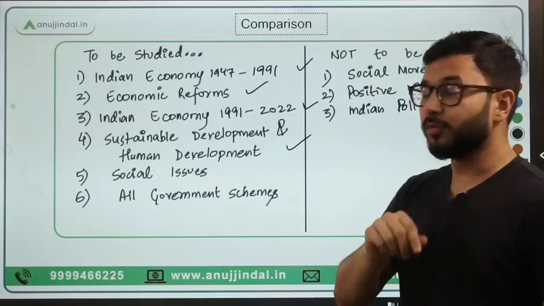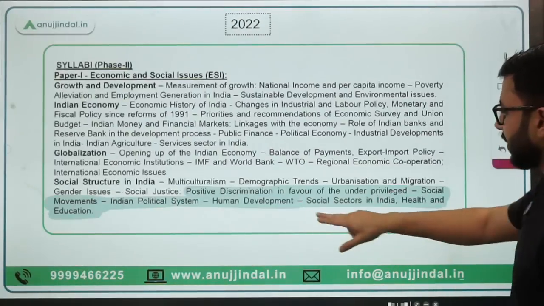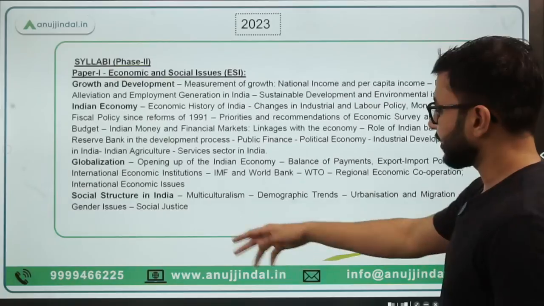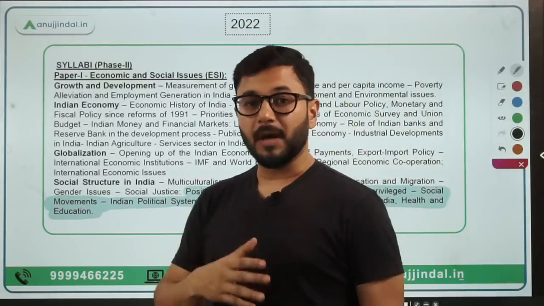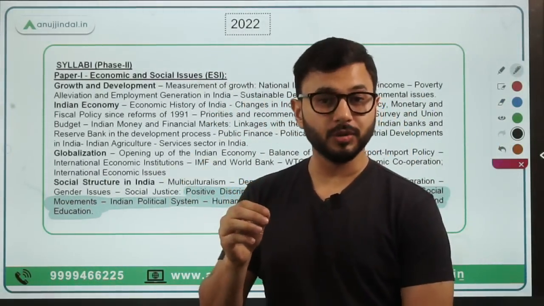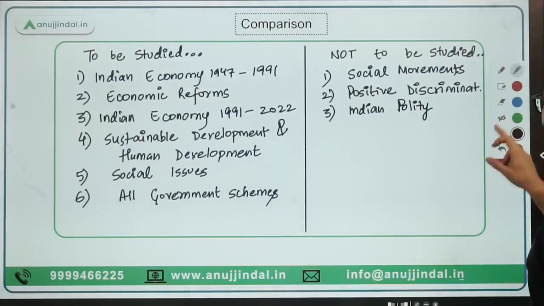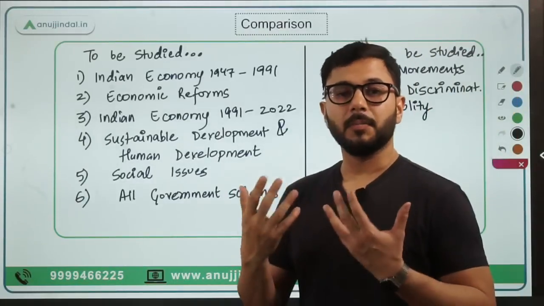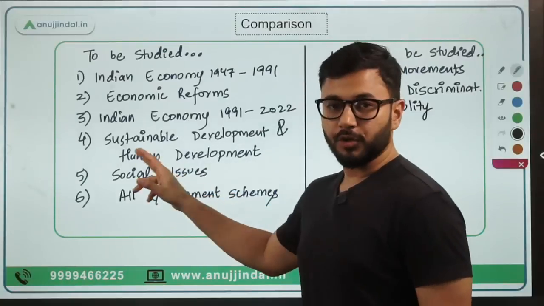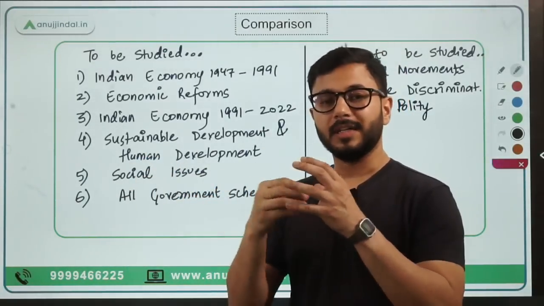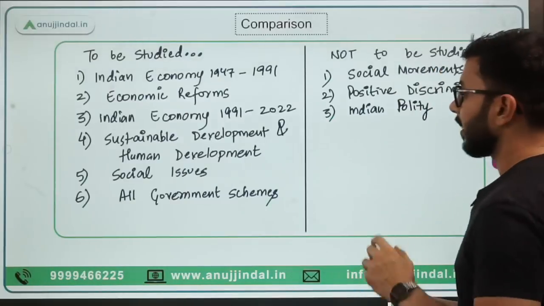Sustainable development and human development. Now, you might say, sir, human development is not a part of the syllabus anymore. It says human development here in 2022, which is not there in 23. But sustainable development, human development, development versus growth, this entire thing goes together, and therefore you cannot ignore it, and it is still very much a part of the syllabus, not directly said by RBI, but this is something which is implied. So I would request that you do not ignore human development. It is a very important linking pin between economic growth and development, and it cannot be ignored. Okay. Social issues.